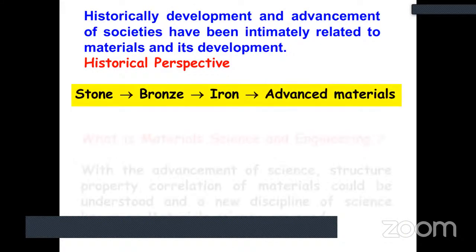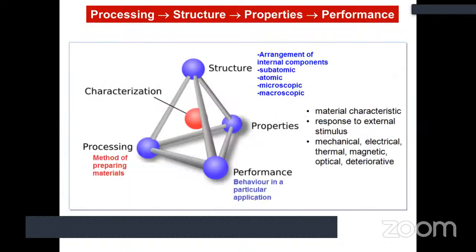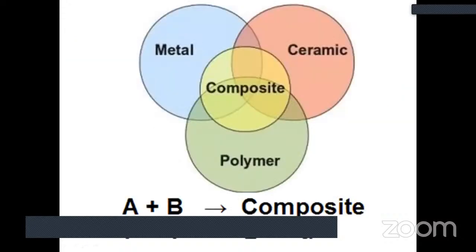So this is the historical background of this material. And when we are related to the material, there are four important pillars. This blue color shows the four important pillars. One is the processing, where we have to synthesize the material. Second is the structure, where we have to know the arrangement of these subatomic or microscopic particles. Then we have to know the properties. After that, what is the use performance of this material? And after making it, it is also necessary to characterize the material. So these are the four important pillars.